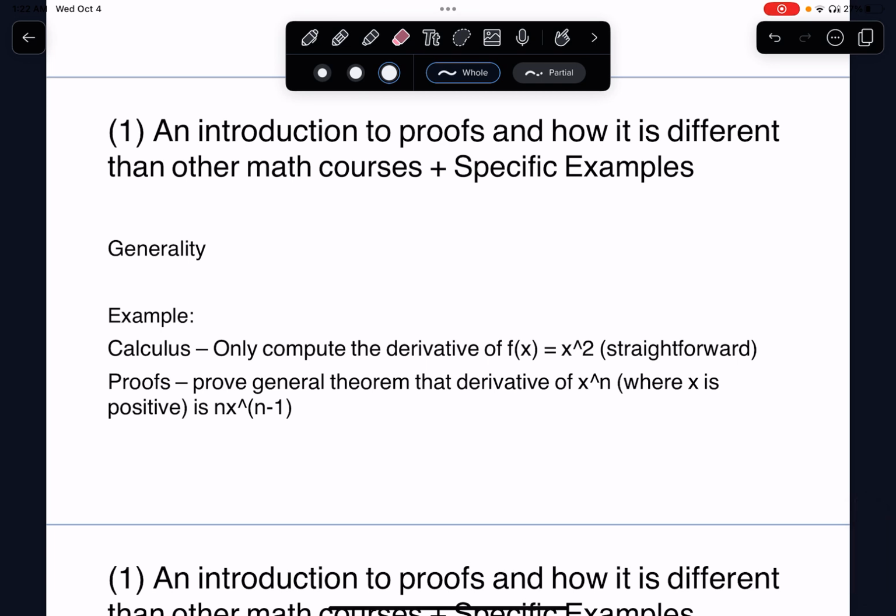Generality. Generality refers to the need to prove not just for one case, but for all of the cases. Calculus is one example compared to proof. Only computing the derivative of x squared is straightforward compared to proving the theorem that the derivative of x to the n, where x is positive, is n times x to the n minus 1. So rather than just moving the exponent to the front and subtracting one from the exponent to get your derivative, proofs have to look at why this is true for every single case, for variables, for any value of n or x.